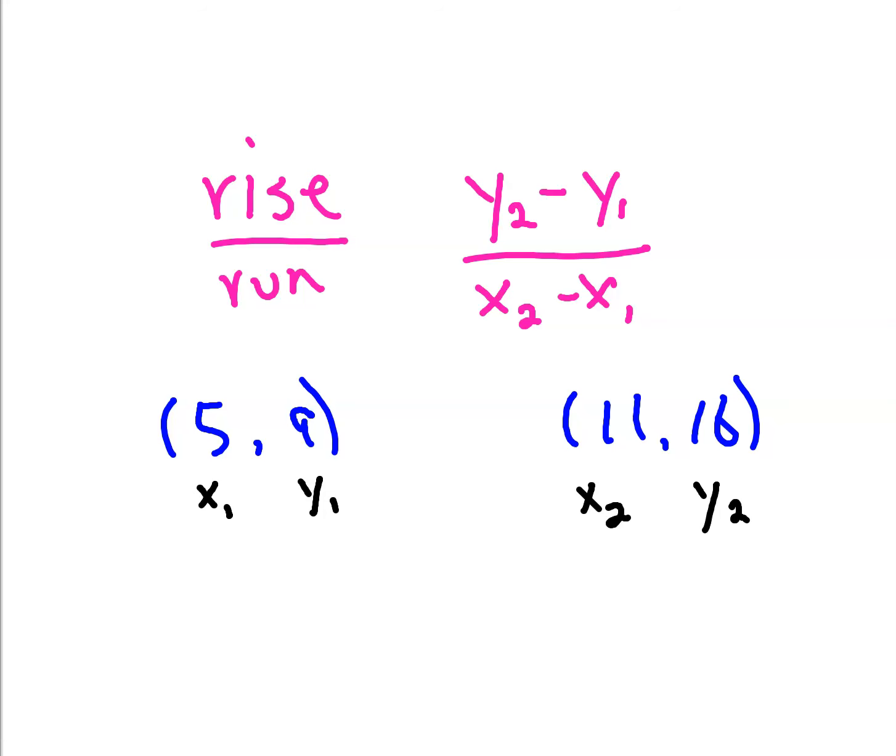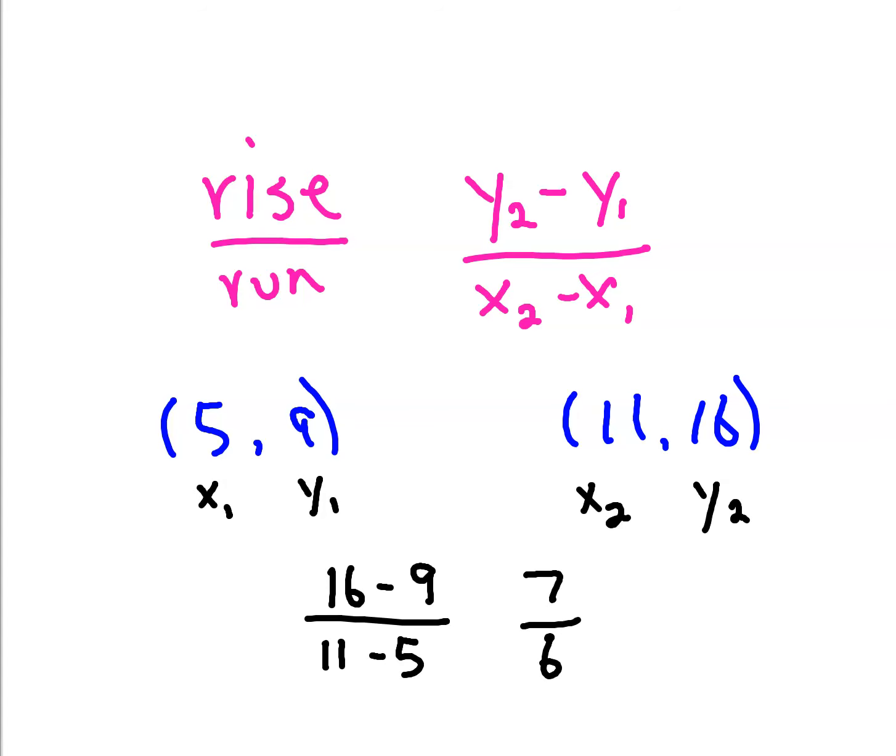So the basic idea was this: to get the rise, subtract the y coordinates. To get the run, subtract the x coordinates. So when you're calculating these, all you're doing is subtracting the y's, subtracting the x's, writing it as a fraction, and you're good to go. So what is 16 minus 9? That's going to be 7. 11 minus 5 is going to be 6. That gives you a slope of 7 sixths.